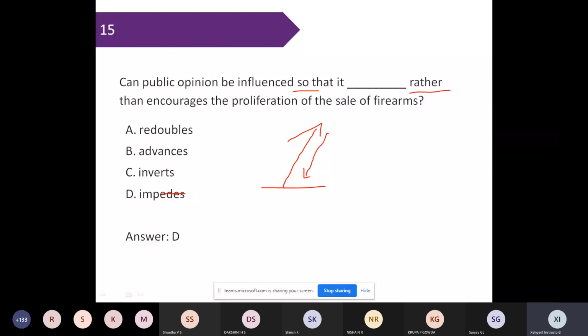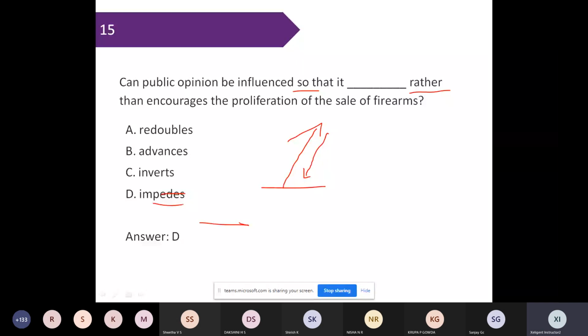But here, impedes means it is preventing or obstructing. So it's completely, there is no sale at all. Okay, so the correct answer is impedes, or obstruct.